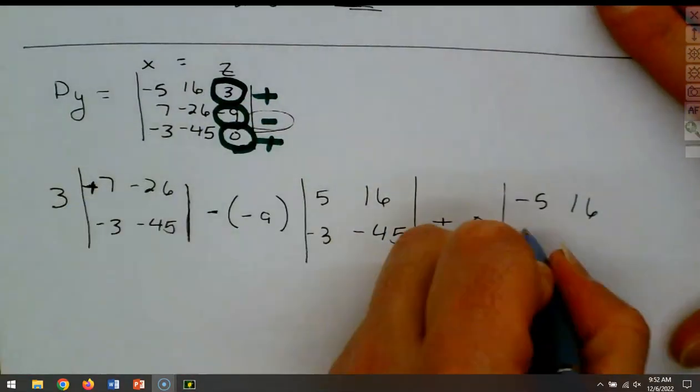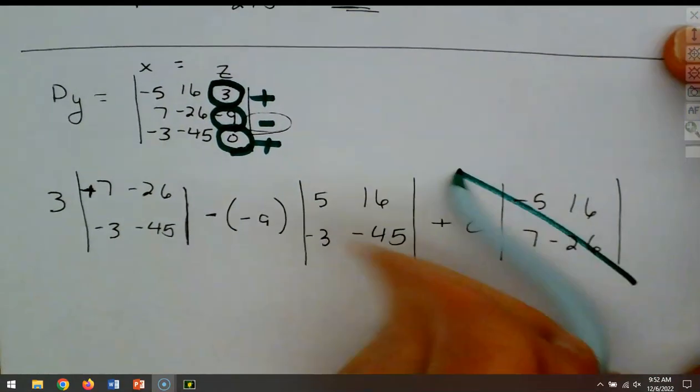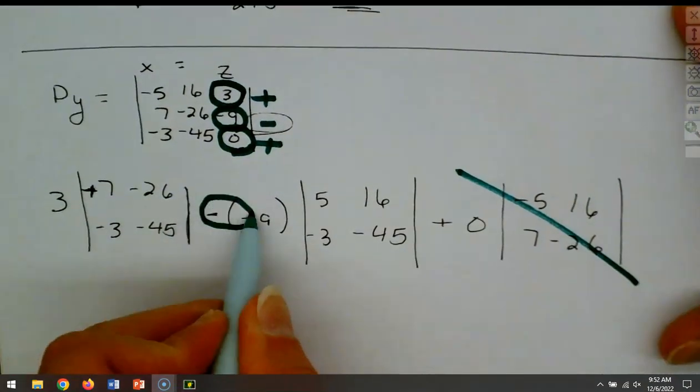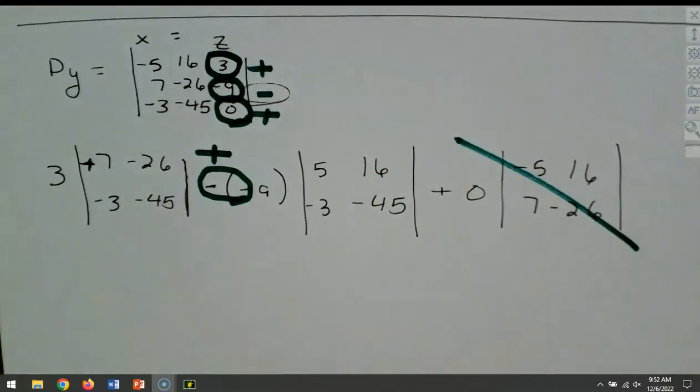Crossing off, and a 7 and a minus 26. Well, that's gone, right? 0 times anything is 0. And this is going to be positive here. Let's evaluate down our determinants.